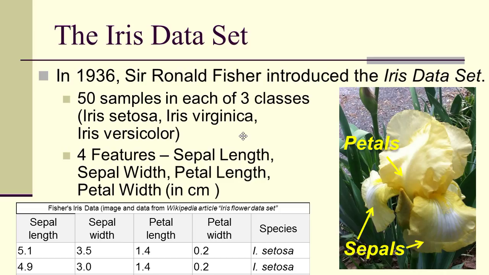So let's look at an example. In 1936, Ronald Fisher introduced the IRIS dataset. 50 samples in 3 classes: Iris setosa, Iris virginica, and Iris versicolor. There are 4 features: sepal length, sepal width, petal length, and petal width. So the classes are the species, and the features are the lengths and widths, respectively.